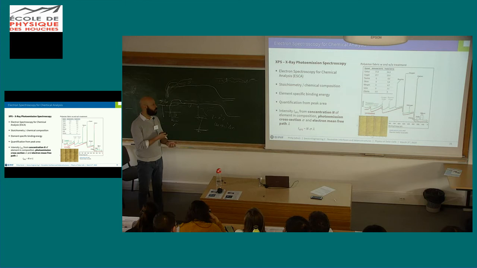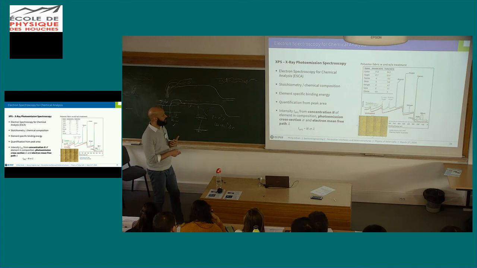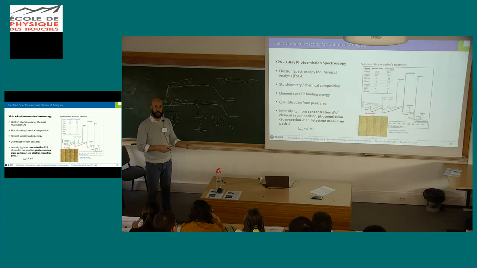And here it is important to know that the area under the peak is actually proportional to the concentration of the element in the composition. So what you essentially need to do is to measure the area under the peak and compare those to each other in order to get this overall stoichiometry. Of course, it's a little bit more complicated, as always.